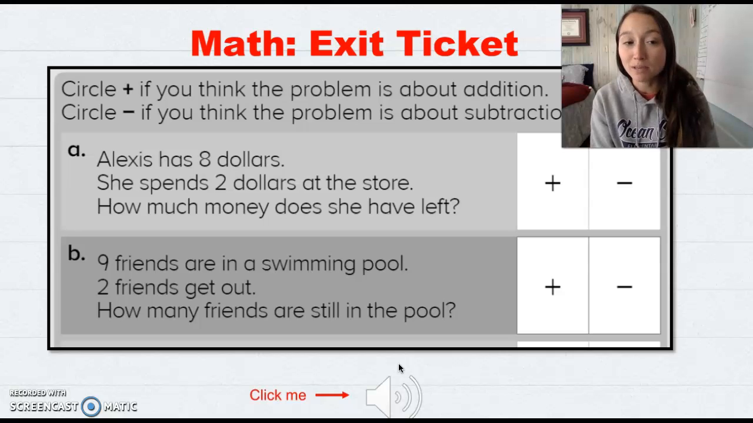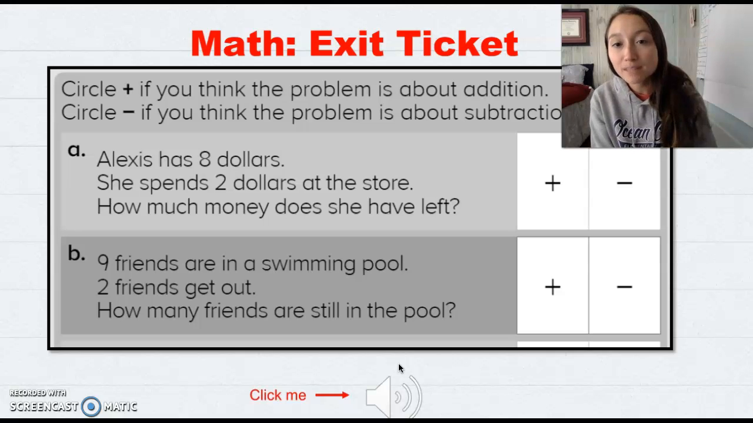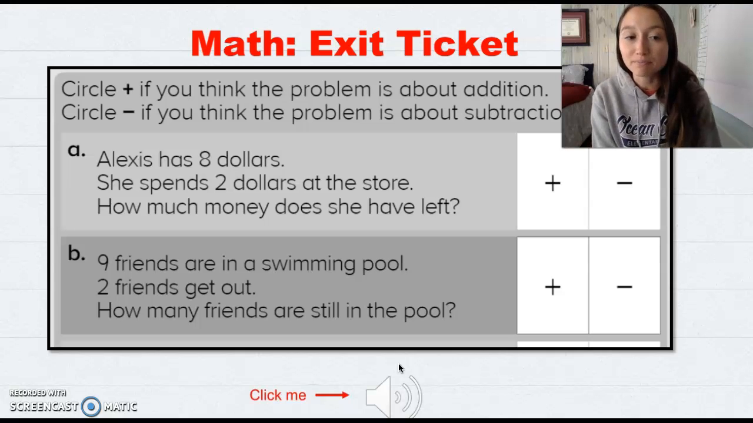Already some words that are jumping out at me. Spends, left. Think about, are you putting together or are you taking away? And then tell your caregiver if you need addition or subtraction.